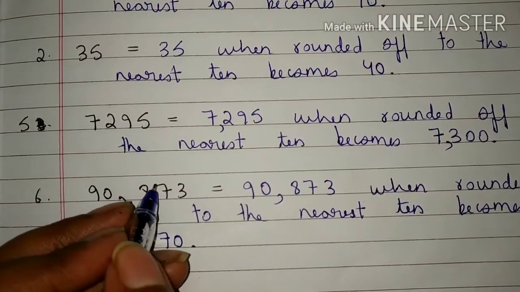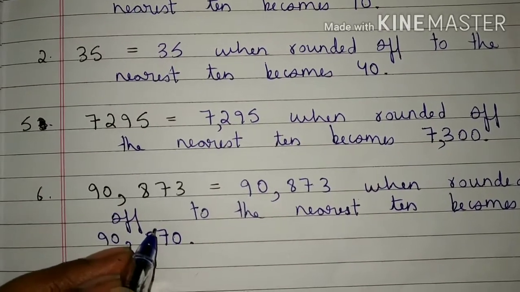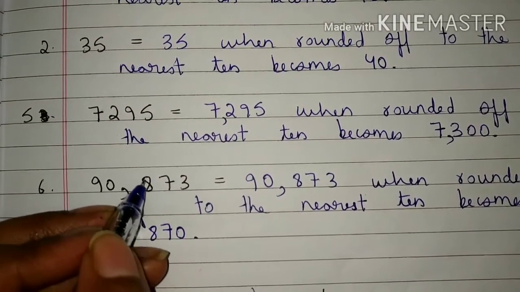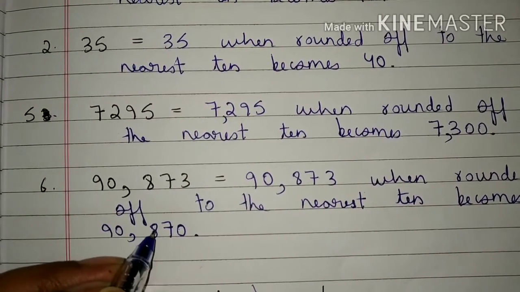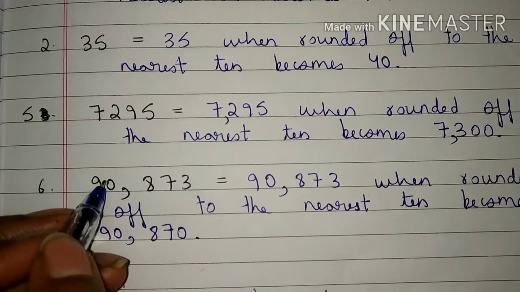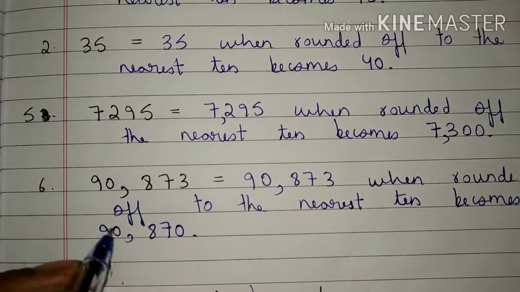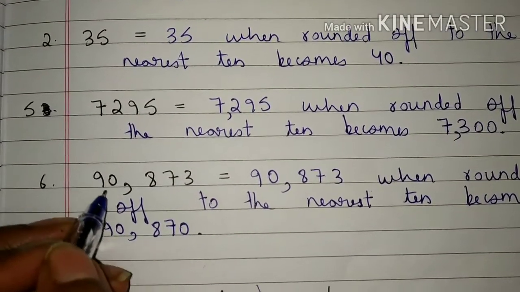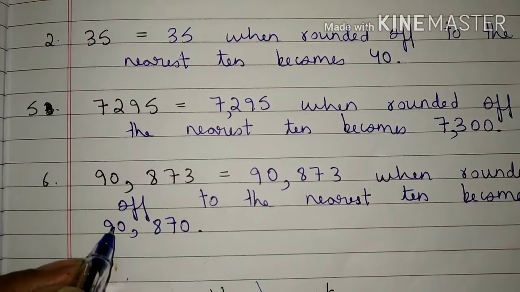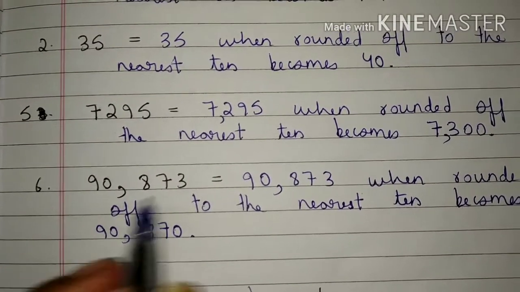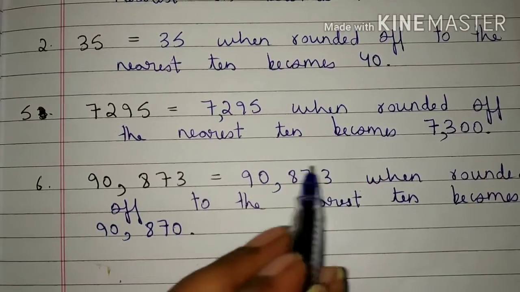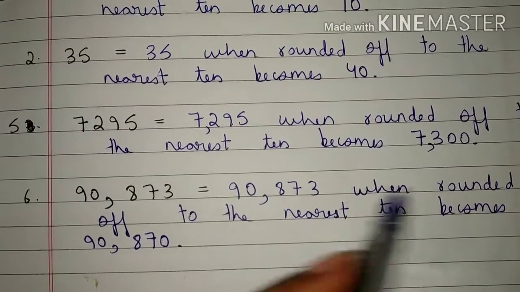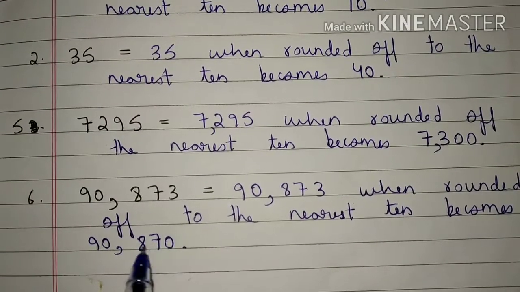In the tens place, digit is 7. So, you will write 7 here. At the hundred place, digit is 8. So, you will write 8. At the thousands place, digit is 0. So, you will write 0. At the 10,000 place, digit is 9. So, you will write 9. So, students, 90,873 when rounded off to the nearest 10 becomes 90,870.